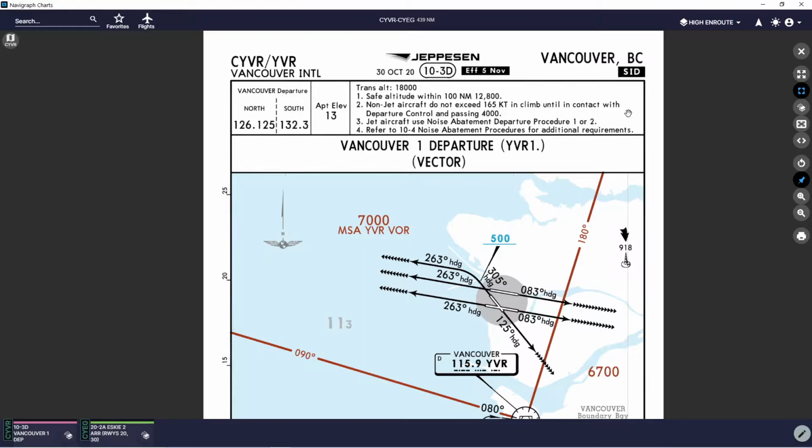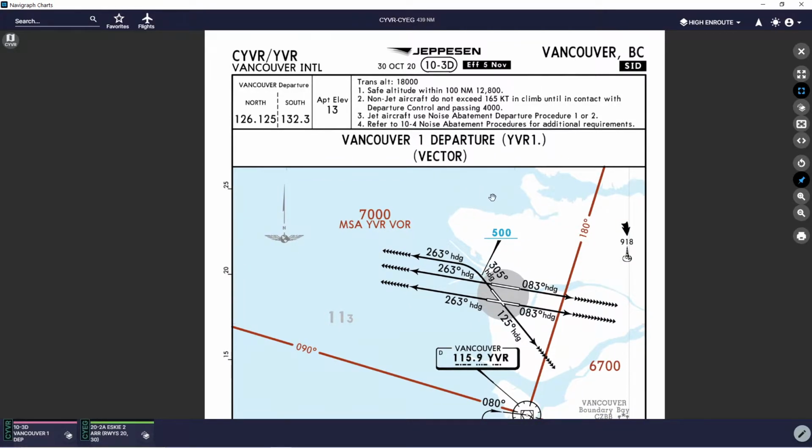But that is something you should take note of when you're planning your departures, that you might have to follow a specific noise abatement procedure. Number 4, refer to 10-4 in this case of the noise abatement procedures for additional requirements. So we know exactly where to find those procedures.